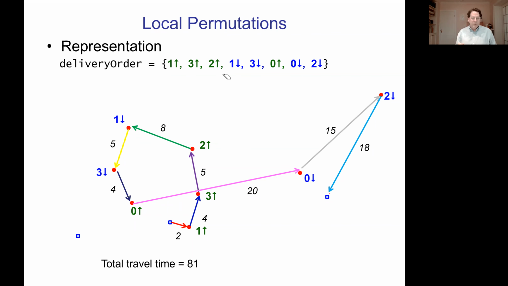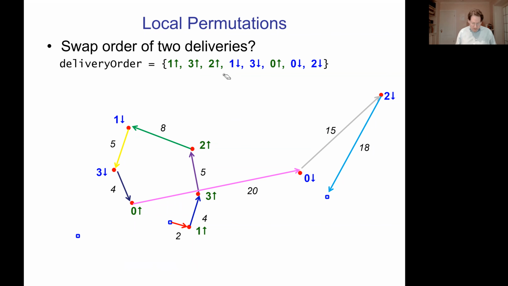Okay, so that's my delivery order. Now we said we want to be able to do perturbations, where permutations or changes to this delivery order and see if they're useful or not. That's how our iterative algorithm is going to work. So how would we represent changing the order of two deliveries?